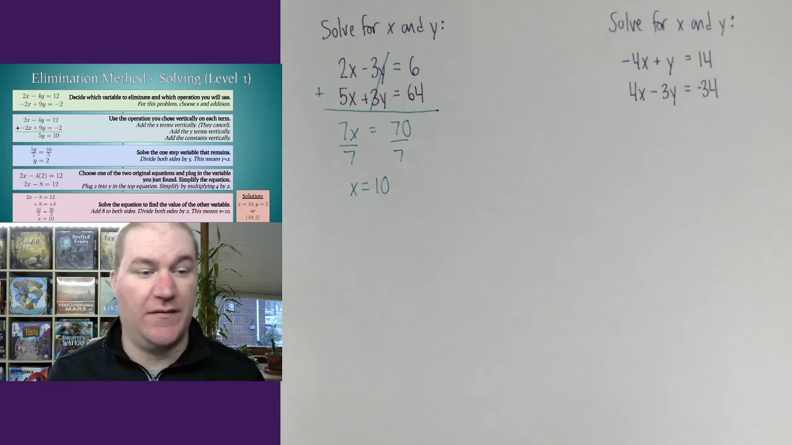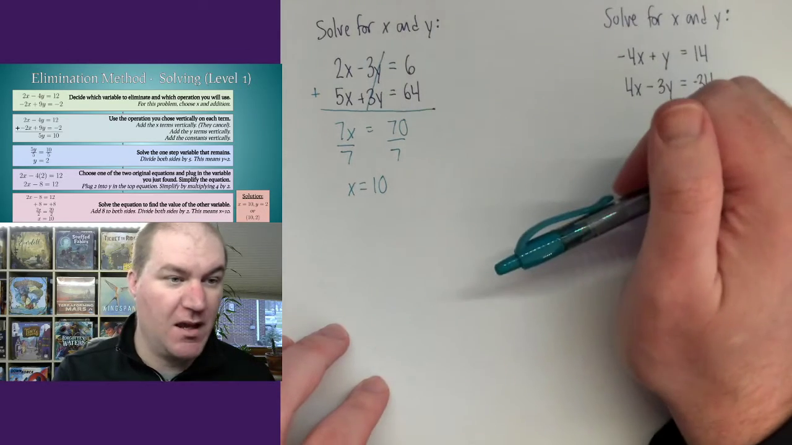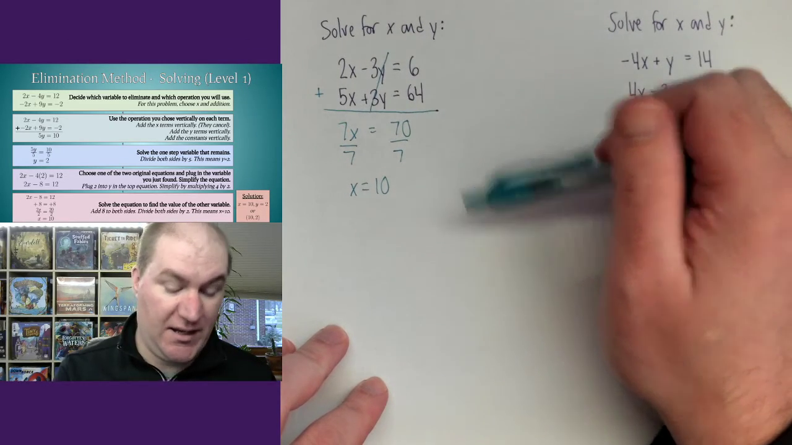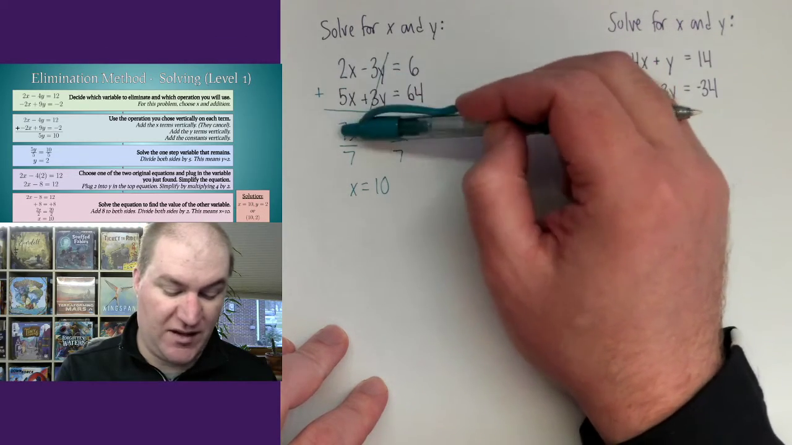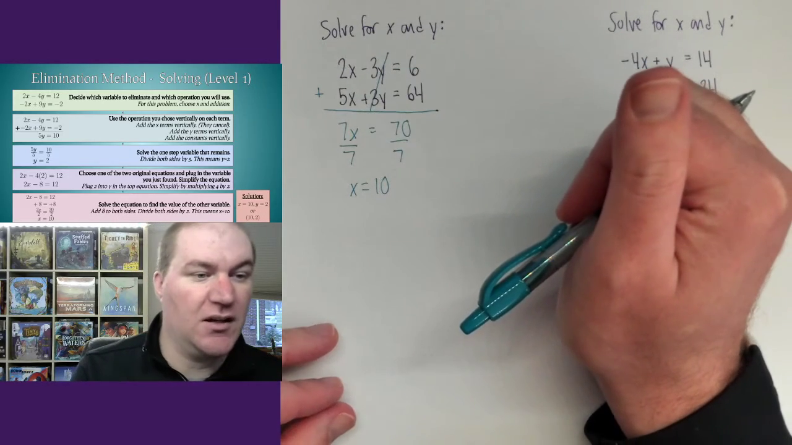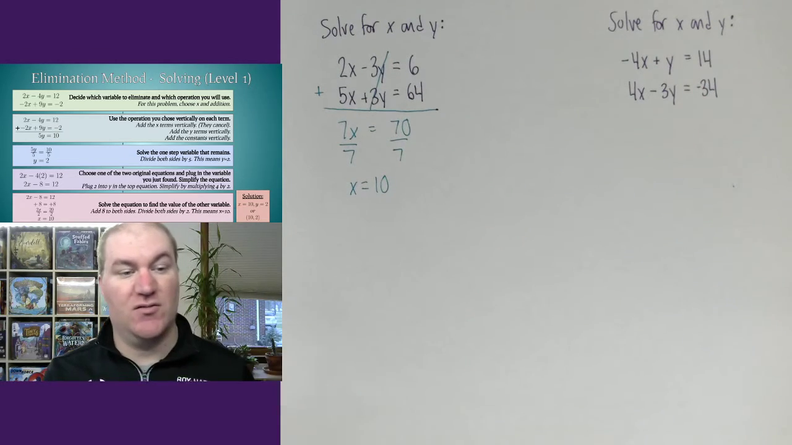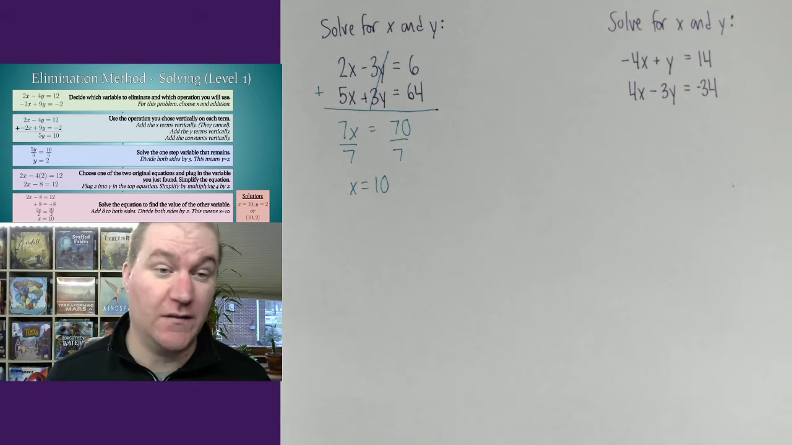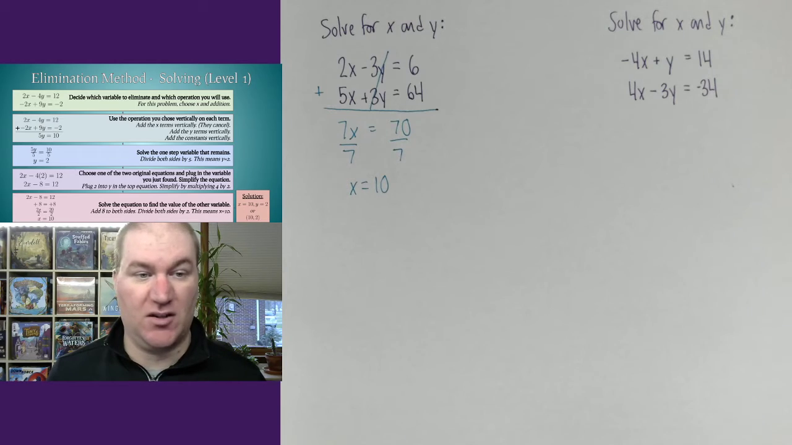So if we look at the steps on the screen, it says decide which variable to eliminate and which operation you'll use. I did that. I used the operation, and I did that operation vertically on each term. So 2 plus 5 is 7. 6 plus 64 is 70. The next step on that list says to solve, to find the one variable. We did that. Now the last two steps here have to deal with finding the value of the other variable. So the fourth step there says choose one of the two original equations and plug in the variable you just found and simplify the equation.